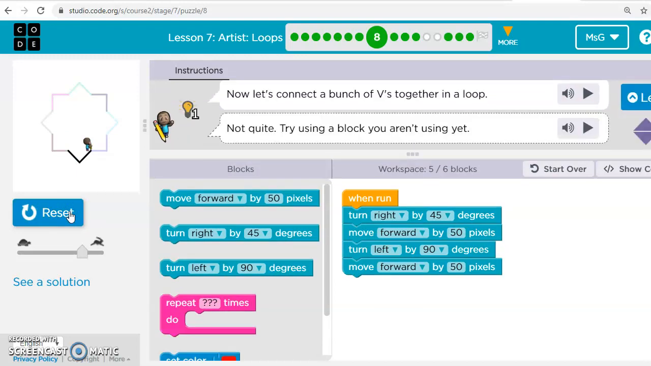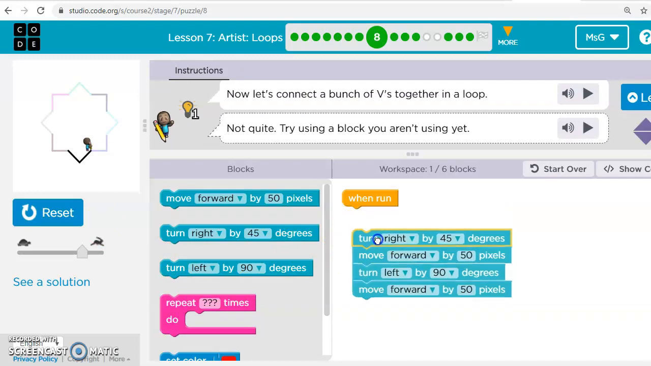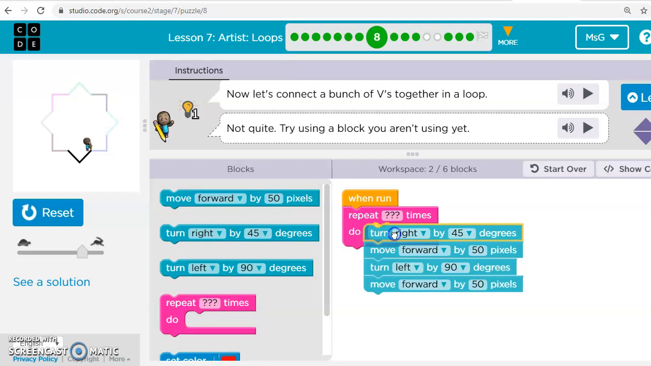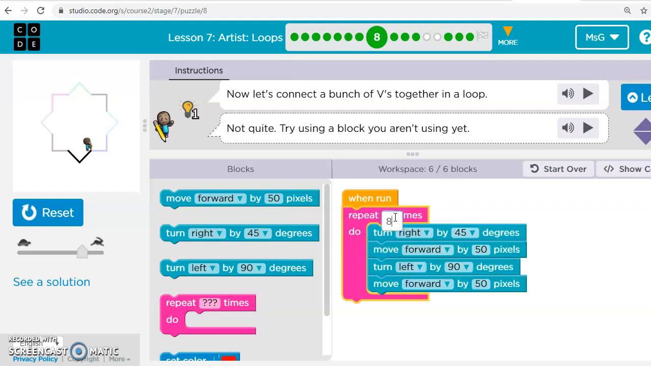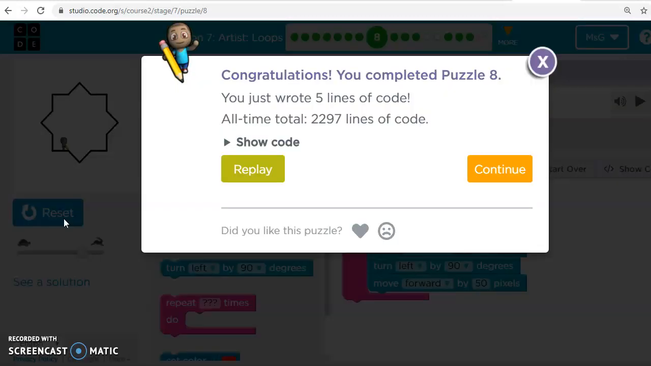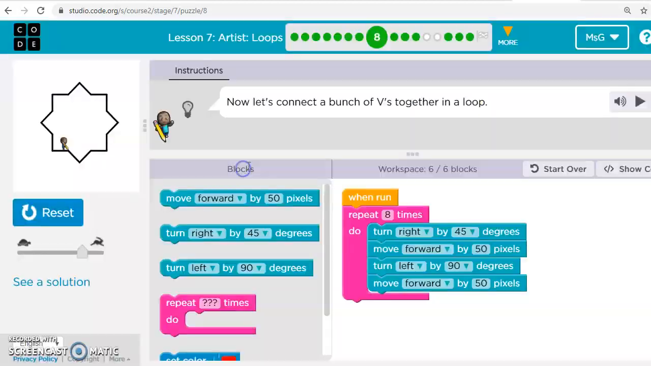So how many times do we need to repeat that we said in the beginning? We said 8 because there are 8 V's in this entire picture. So if we put in 8 in our repeat block, now we should get 1, 2, 3, 4, 5, 6, 7, 8. So the answer for puzzle number 3 is letter A, because we need to move forward by 50 pixels to draw our V's. If we have 100 pixels, our V's will be too big.